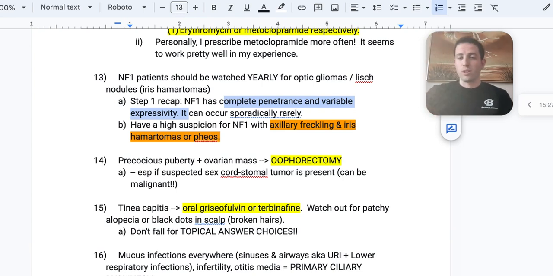With these patients, you want to check their axilla for freckles. You want to check their inguinal region, basically down in their groins, for freckles. And you also want to look for iris hamartomas on physical exam. If you've never seen that before, go ahead and Google iris hamartomas so you can see what it looks like. And you also want to look out for pheochromocytomas. Pheochromocytomas can be highly associated with NF1.